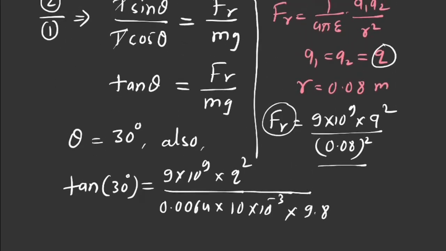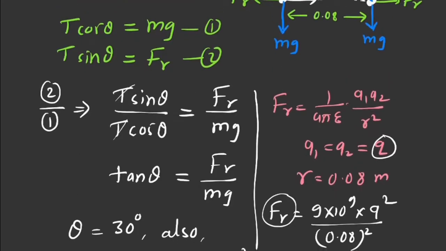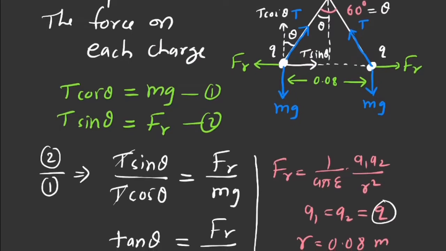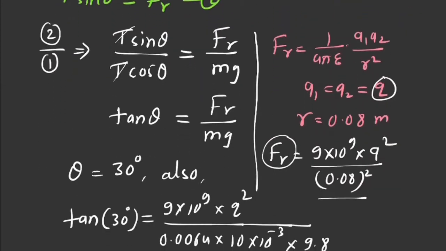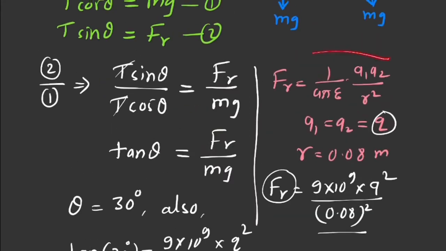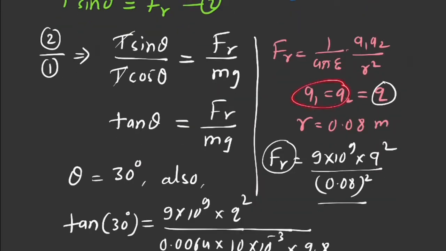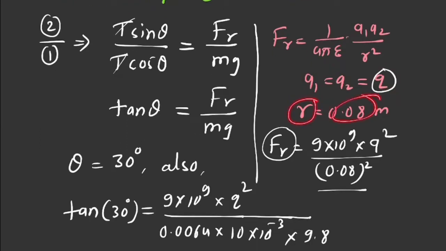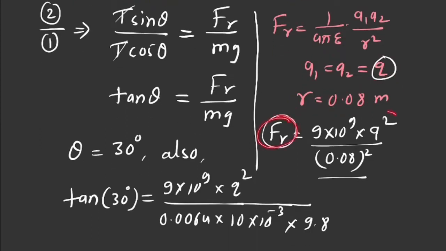I hope you got this. At equilibrium, T cos theta, the upward force on the charge, and the downward force are equal. Also at equilibrium, the repulsive force and one of the components of the tension along this direction are equal. By considering these two equations, we got this equation. And what is Fr, the repulsive force? We calculate it using this formula. Here Q1, Q2 are same and distance is given. So Fr is equal to this much.